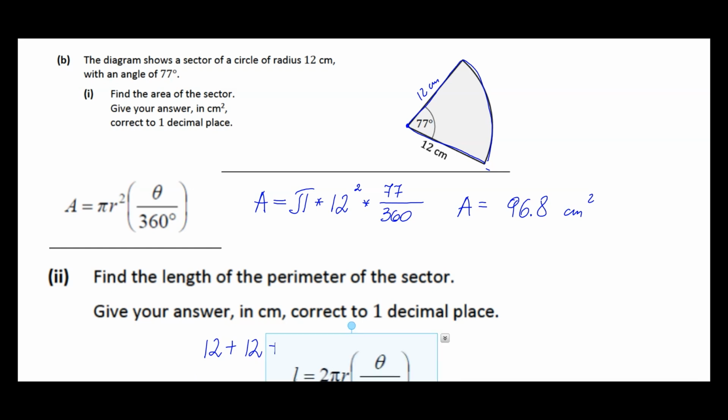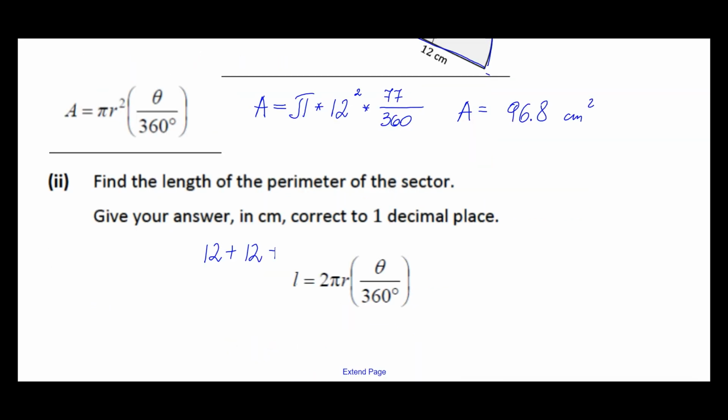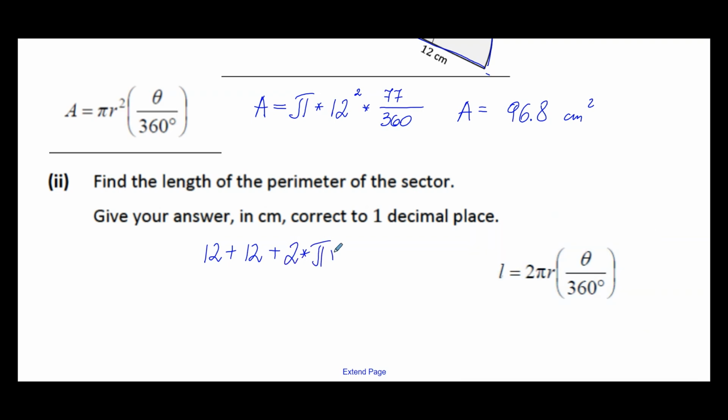So let's get our formula here. Okay, so that is 2 multiplied by pi, multiplied by radius, which is 12, multiplied by a fraction with 360 at the bottom, and again theta, and our theta is 77. And we put all of that in the calculator, press equal, and to one decimal place we should be getting 40.1 centimeters. It's the length.